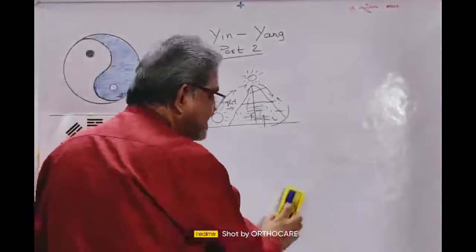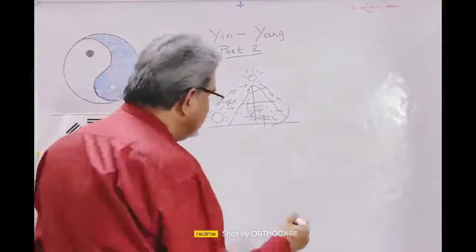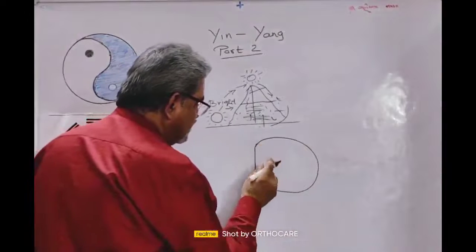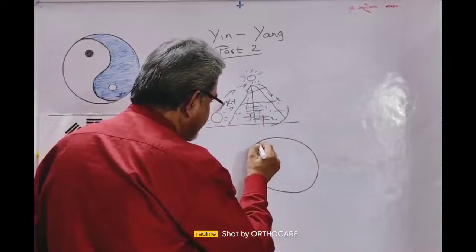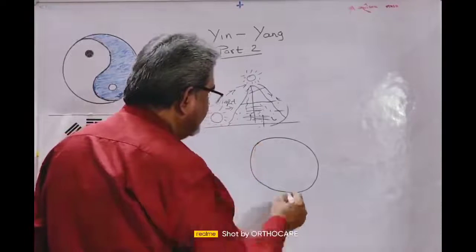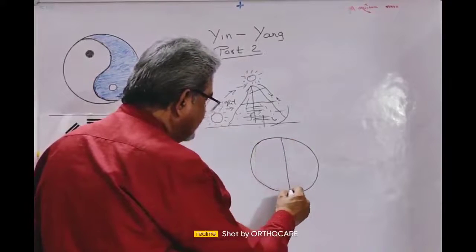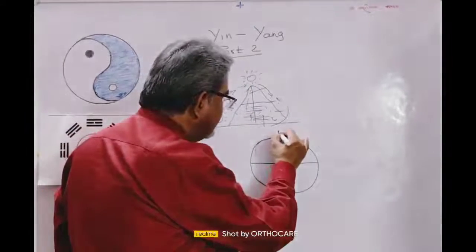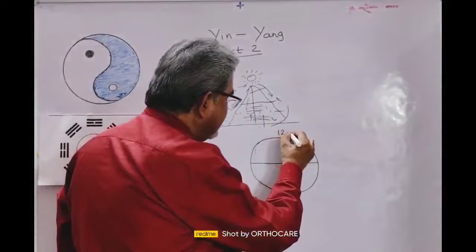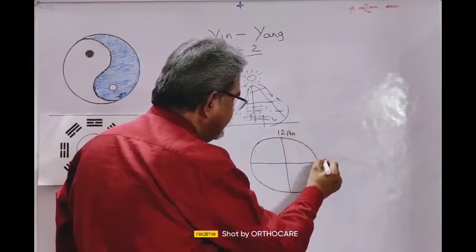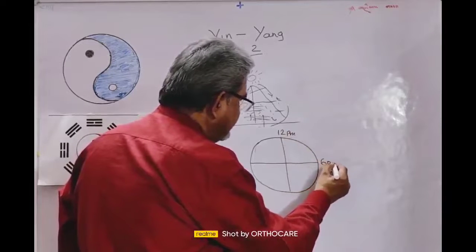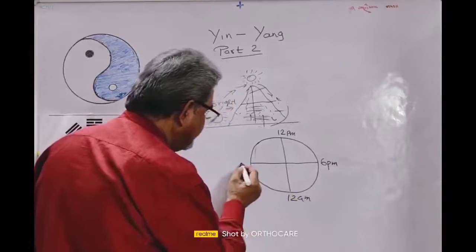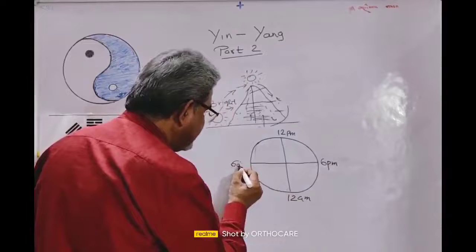I'll make you understand in an easier way also. Let's take a clock. We divide this clock into 4 equal parts. Now this we can say is 12 p.m., this is 6 p.m., this is 12 a.m., and this is 6 a.m.